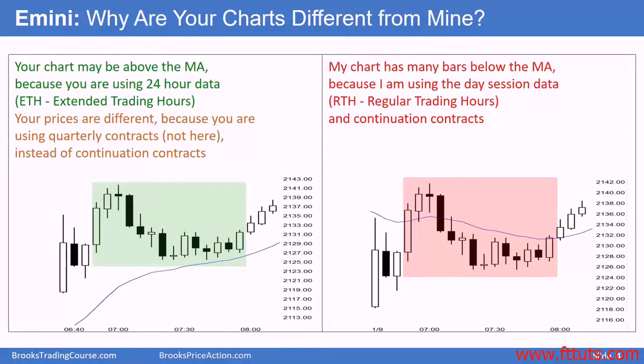Now look at this. Here's my chart. And this might be your chart. And you say, wait a minute, Al, all my bars are above the moving average and a lot of your bars are below the moving average. What's going on? One of the things could be that you're using a 24-hour chart, a Globex chart, but I only use the day session chart. So my moving average is calculated on bars that do not include the Globex session. Especially in the first hour or so, the moving average is very different on a Globex 24-hour chart than it is on a regular trading hour chart.